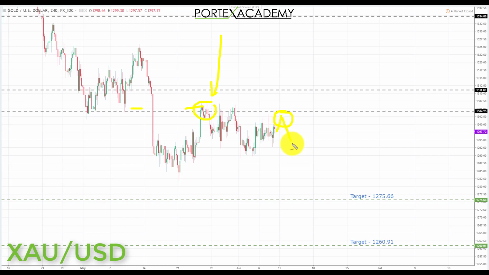and looking to initiate shorts down towards the target set here in the next key area of support to the downside, first of all at the 1275.66, and of course if we can eventually break through here, we're going to be looking down towards target 2 and the next key area of support to the downside in gold at the 1260.91.